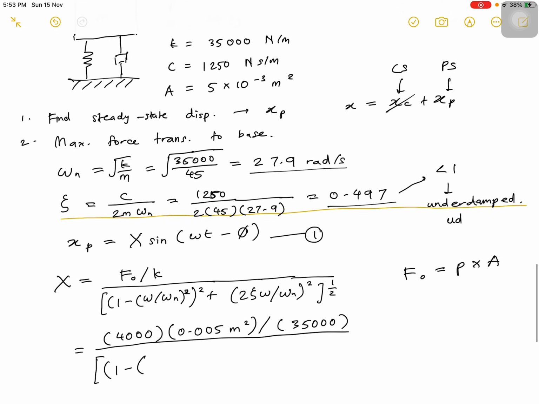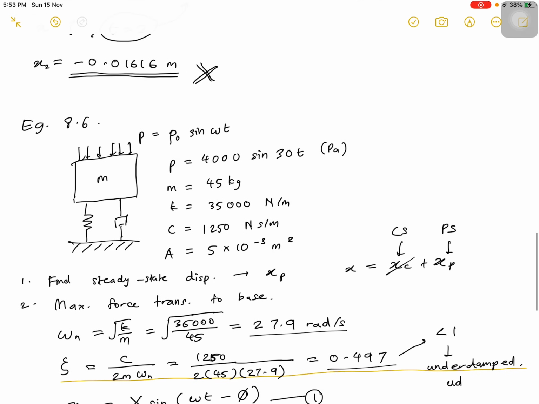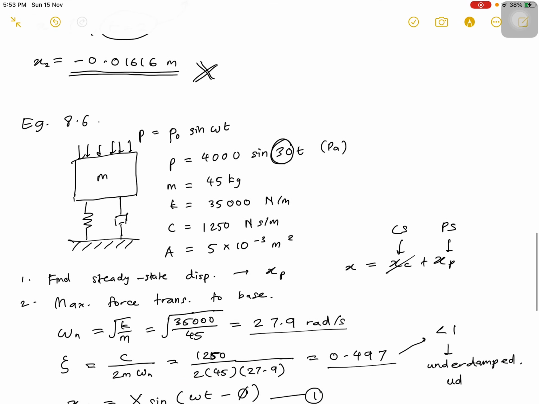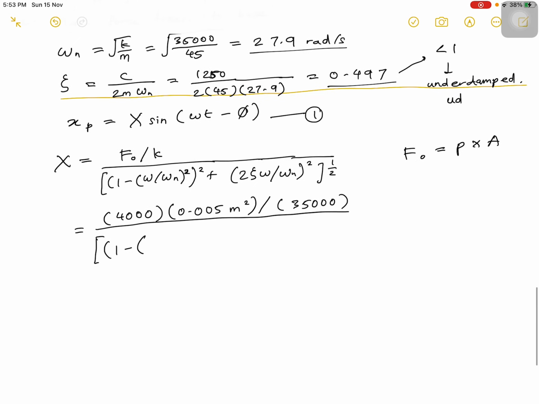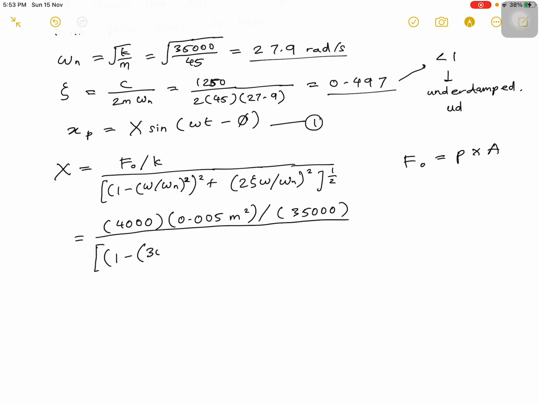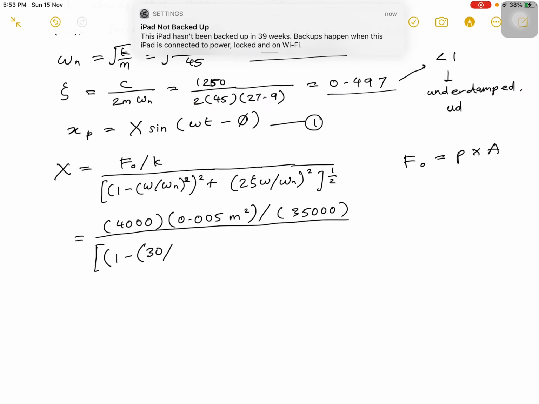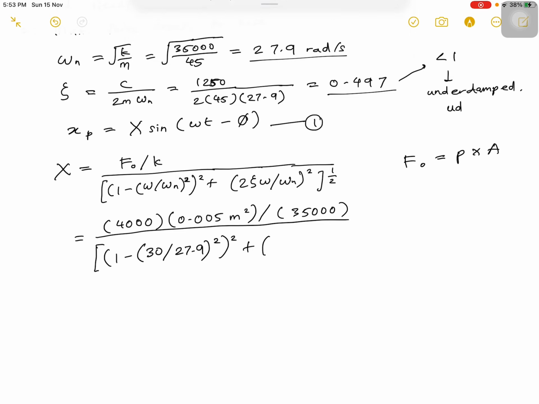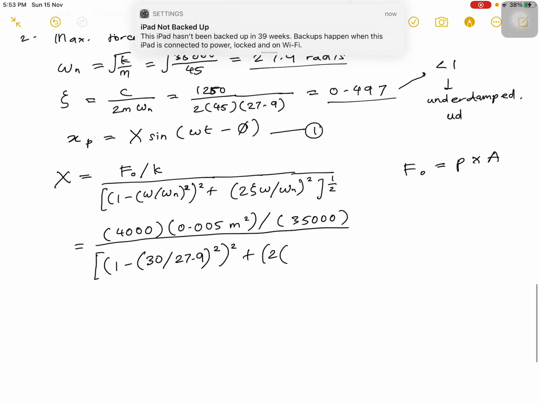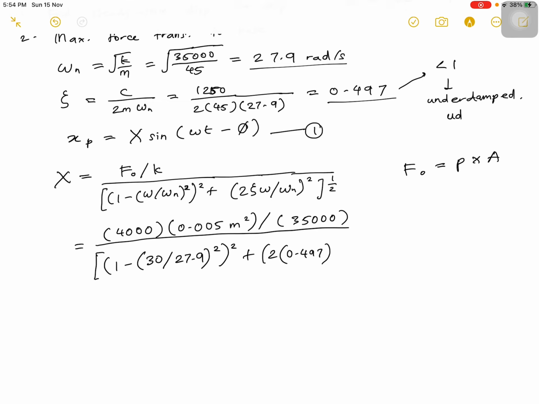So the omega is from this equation. This is the frequency, the omega, and that's not the natural frequency. That's the frequency applied to the piston. So we just put the value right here, replace the omega, and we know the omega n. We replace it here, squared, plus 2. We know the damping ratio, 0.497.